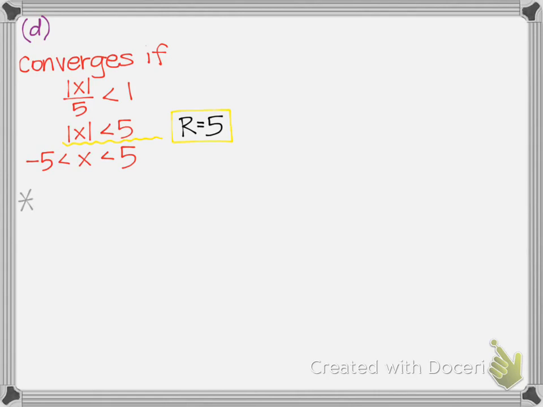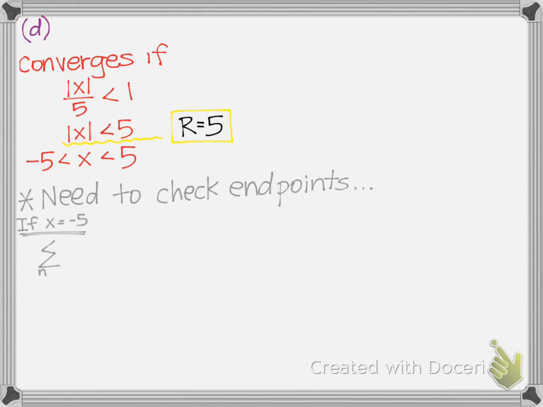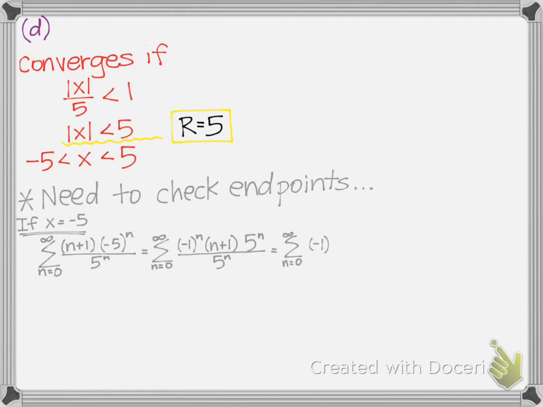All I need to do now is check the endpoints so that I can see what my actual interval will be. So first, if x is equal to negative 5, I have this, which simplifies to that. The 5 to the n's cancel, and I'm left with this. And I know that that's going to diverge, and I could verify that using the test for divergence, and I would have the limit not existing.